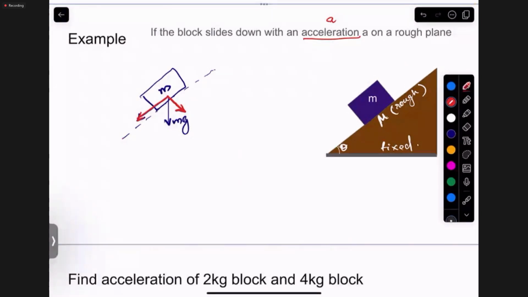This is the angle theta, right? This is angle theta. So this will be theta. This is mg cos theta. This is mg sin theta. Okay. And due to this weight vertical component, there will be a normal reaction.